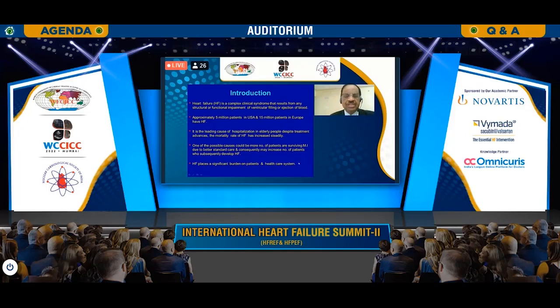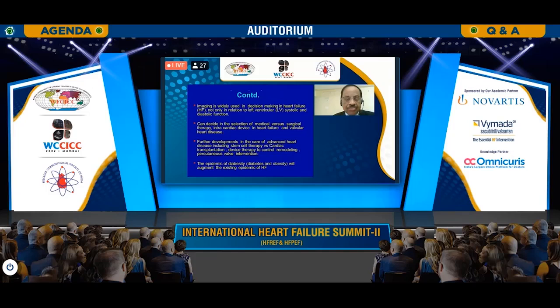Despite treatment advances, the mortality rate of heart failure has increased steadily. One of the possible causes could be that more patients are surviving myocardial infarction due to better standard care, and consequently an increased number of patients subsequently develop heart failure. Heart failure places a significant burden on patients and the healthcare system.